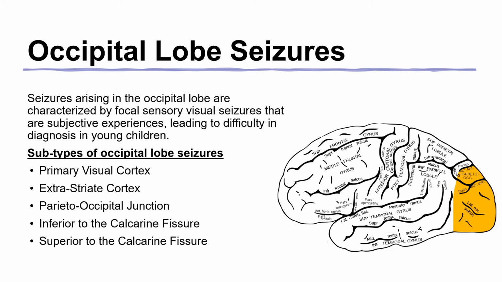Extrastriate cortex. Seizures in this area are associated with more complex formed visual hallucinations such as pictures of people, animals, or scenes. These are considered focal cognitive seizures.